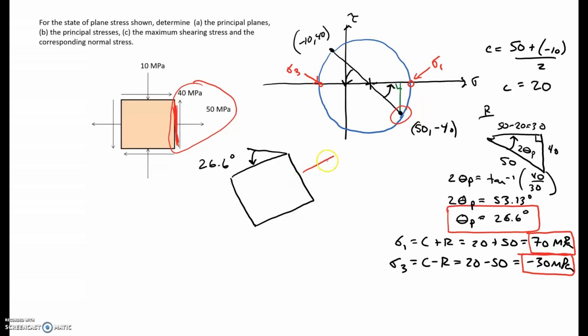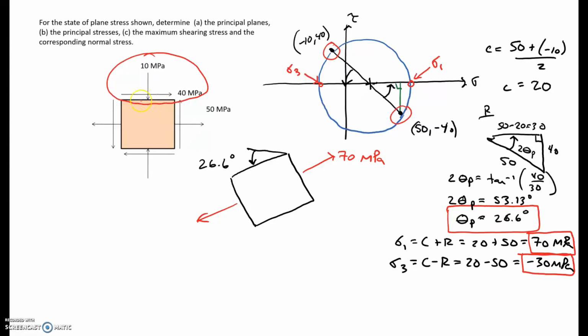And sigma 1 is a tensile stress. I'm going to put the arrowhead right there. Call it 70 megapascals. Of course, I have 70 megapascals on the other side. No shear stress whatsoever. When I look at the normal stress and shear stress on the top of the element, that was the coordinate negative 10, positive 40 up top. When that rotates counterclockwise, it transforms into sigma 3.